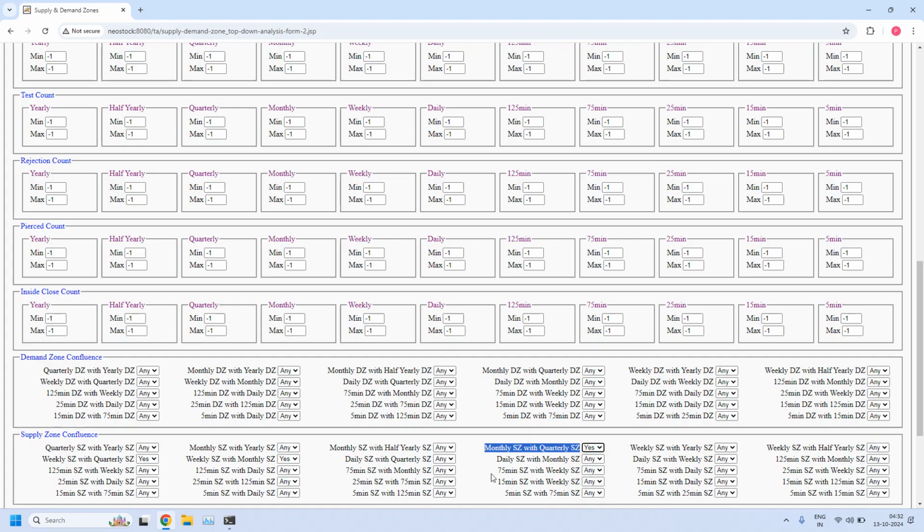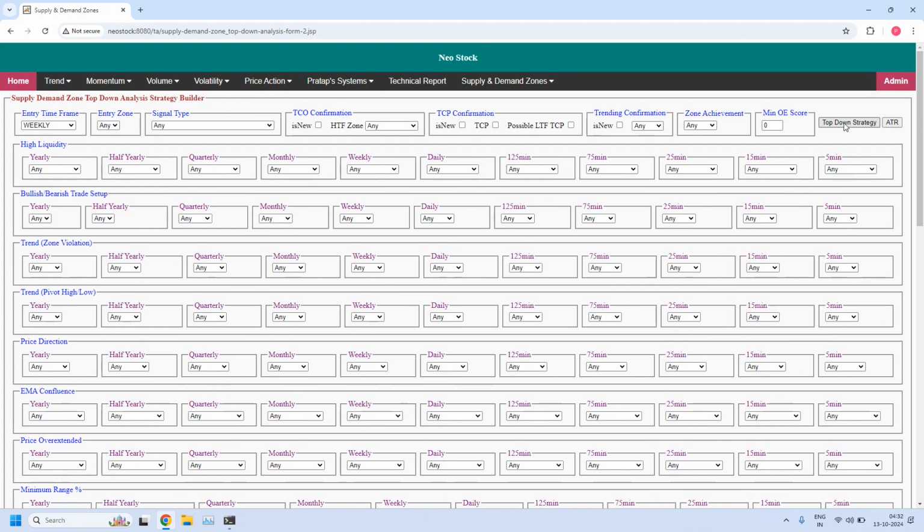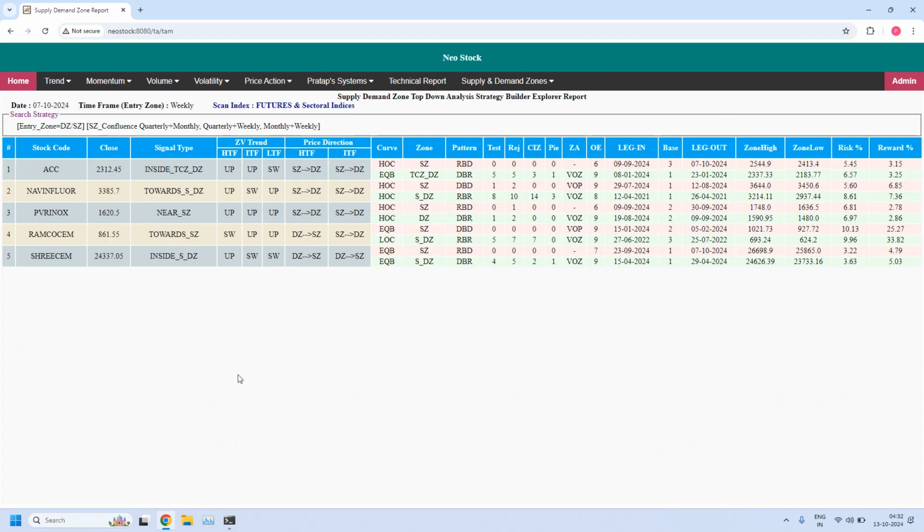What exactly is the meaning? Weekly supply zone is part of the monthly supply zone. Both weekly and monthly together again part of the quarterly supply zone. Any such kind of combinations? We got 5 stocks. We have supply zone confluence.